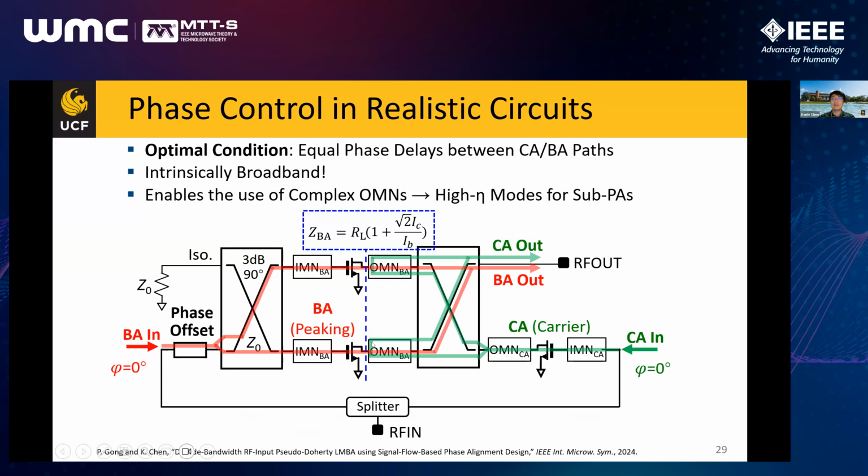So this means that as long as we're able to make this good phase alignment, we can make this LMBA intrinsically broadband. And eventually the CA and BA outputs are going to be in-phase combined as the RF output. And then also it can enable the use of complex output match networks. And this gives us more design flexibility such that we can apply more complex high efficiency modes like inverse class F and class E, such that we can further enhance the efficiency at the device level.